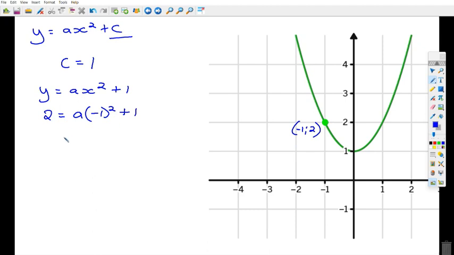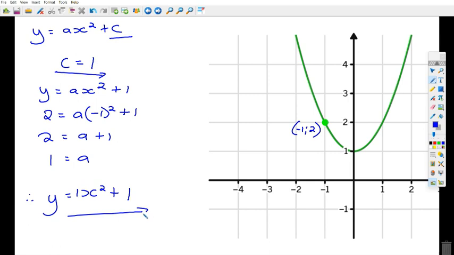Now let's solve for a, normal equation. I've got a times -1 squared, which is just a, plus 1 equals 2. Therefore, a is equal to, take the 1 over, 1. Therefore, my equation of this parabola is y is equal to x squared plus 1. My a value there is 1, and my c value is also 1. And there's my equation of the parabola. Nice and easy. Moving on to the next one.